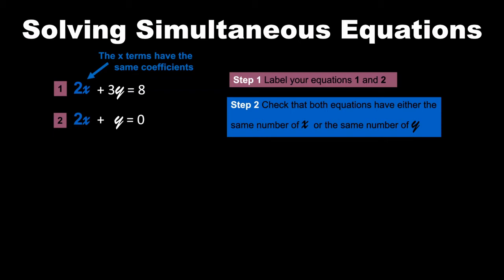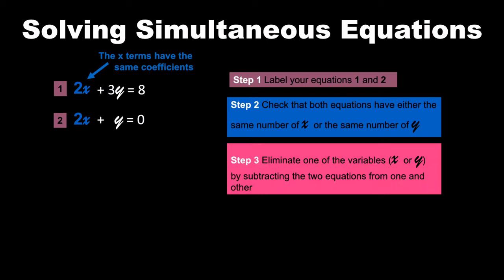So in this example, my x terms have the same coefficients. They both have a coefficient of 2. Step 3, we're going to eliminate one of the variables, either the x variable or the y variable, by subtracting the two equations from one another.